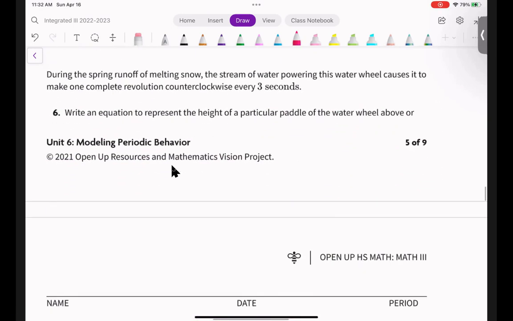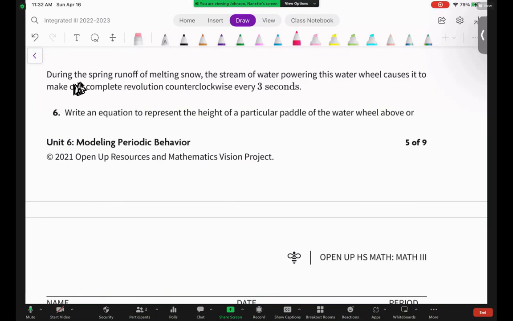Okay, so it says during the spring runoff of melting snow, the stream of water powering this water wheel causes it to make one complete revolution counterclockwise every 3 seconds. So it goes around in 3 seconds. So it's going pretty fast.